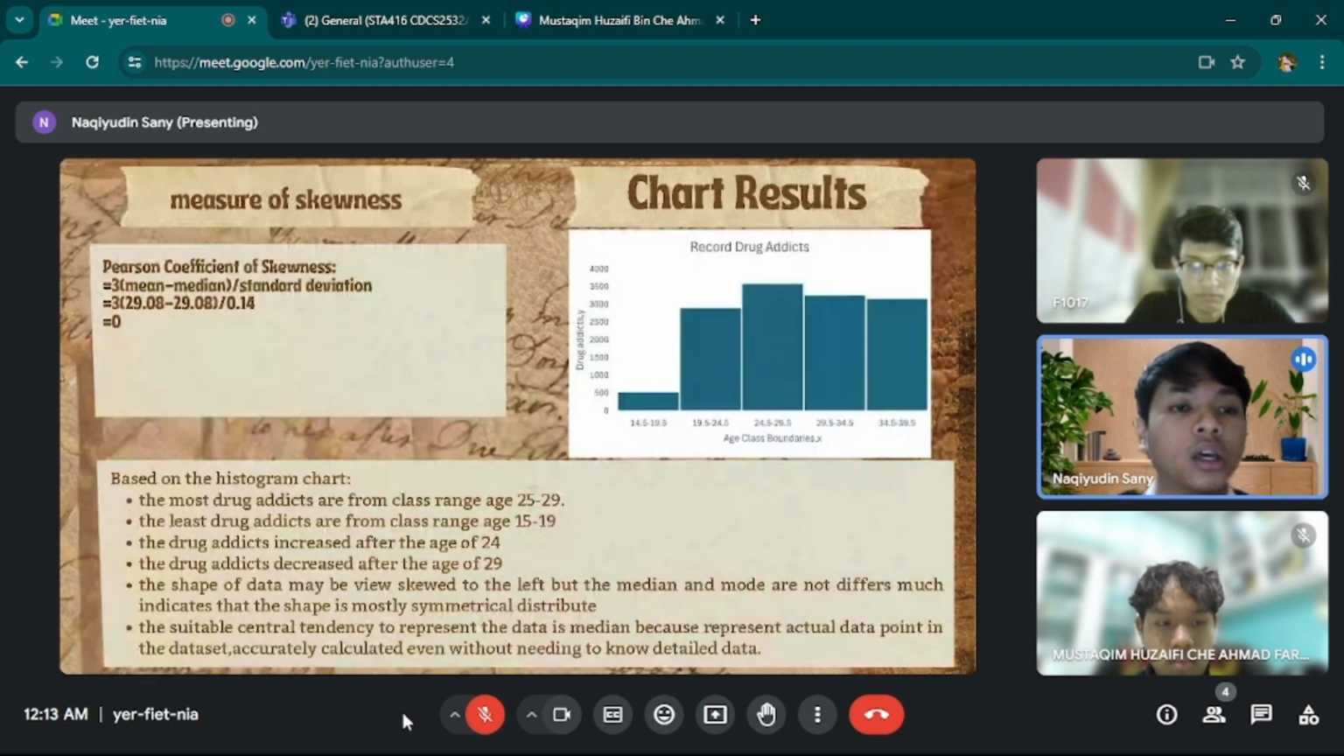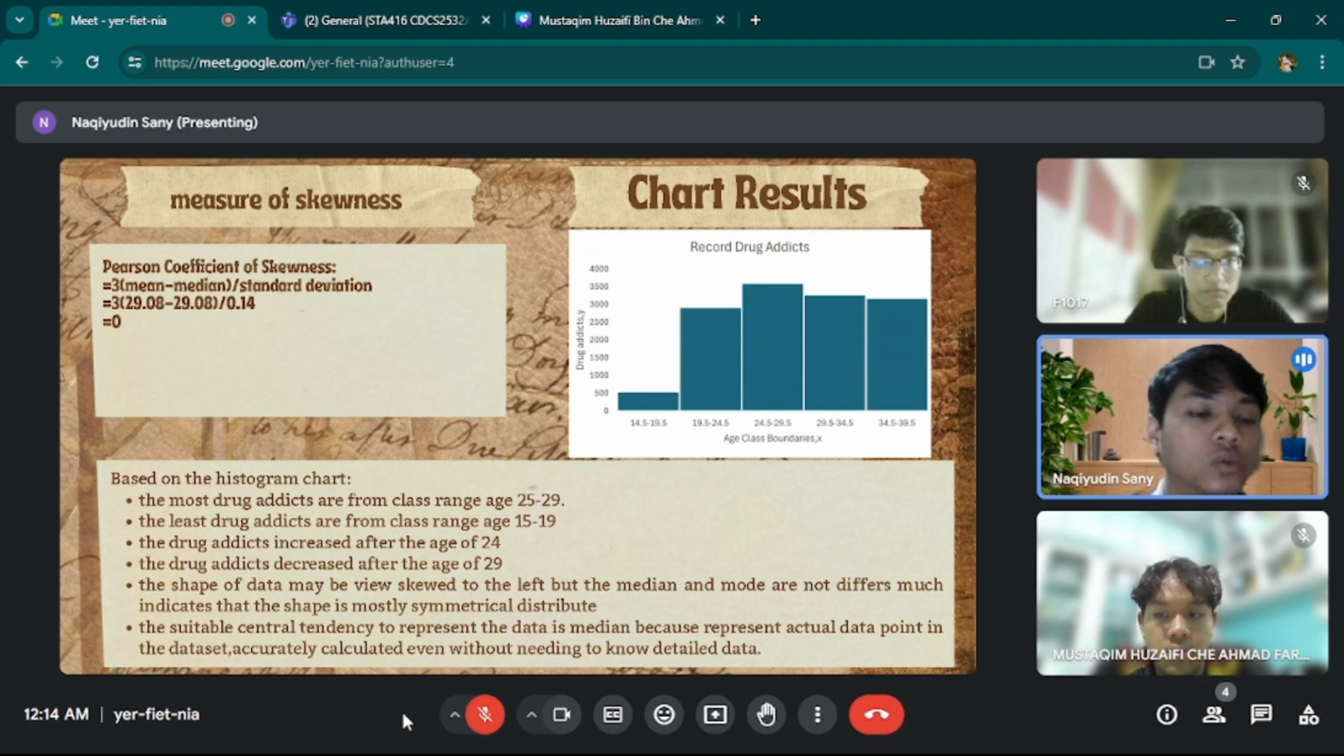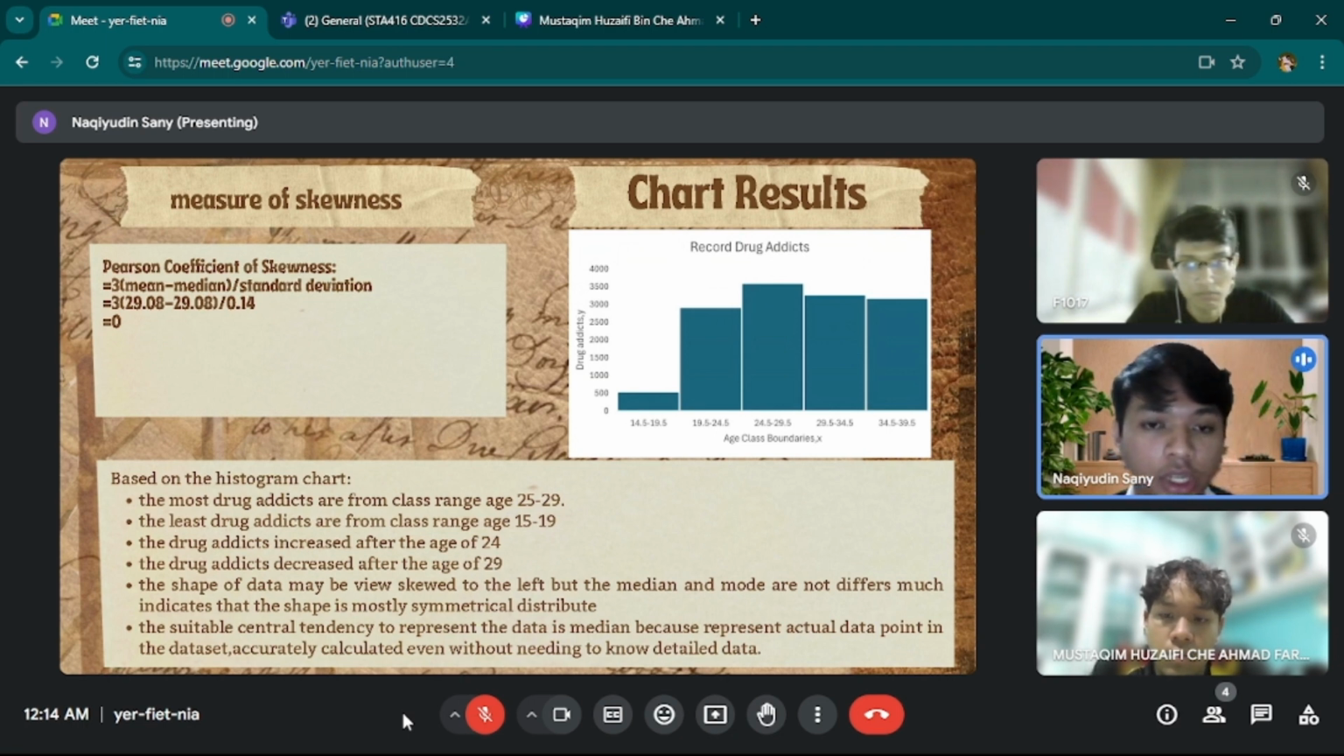Next, the measure of skewness is usually used to show whether the shape of the data is skewed to the left or right. We use the Pearson coefficient of skewness, where the formula is 3 times the mean minus the median, then divided by the standard deviation. We get 0. So in this case, the coefficient of skewness indicates that the graph is mostly symmetrical. We can look at the chart results, which are symmetrical on the mean of 29.08.